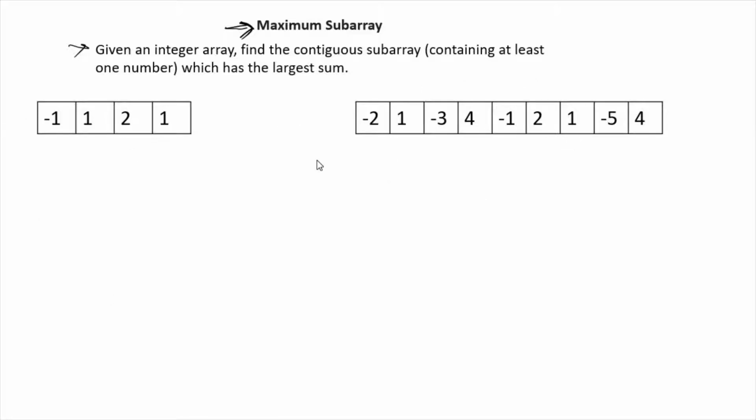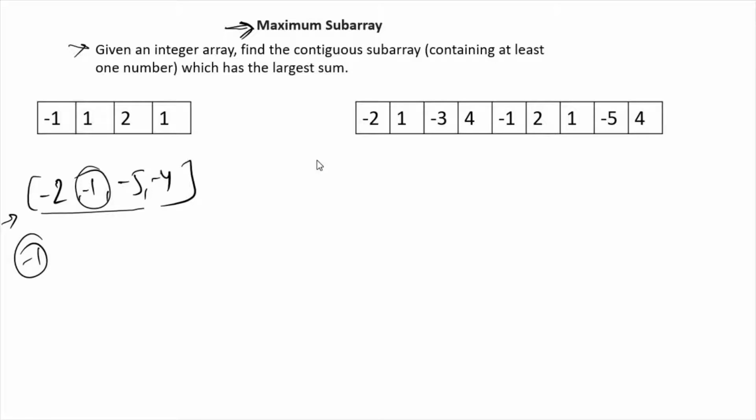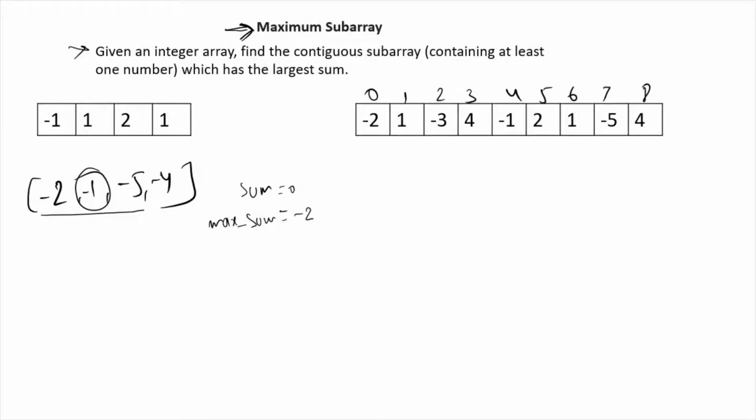Let's see another example. Suppose the array contains only negative numbers. So this array contains only negative numbers. In this case, the maximum sum of any subarray will be -1, because -1 is the highest among all the sums. So now let's see the approach to solve this question.